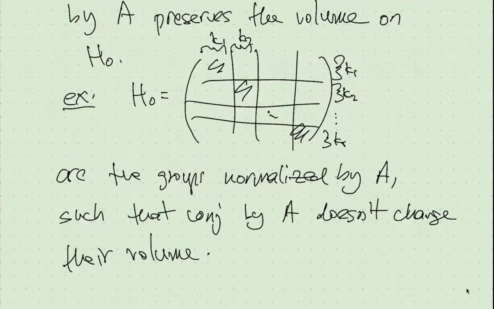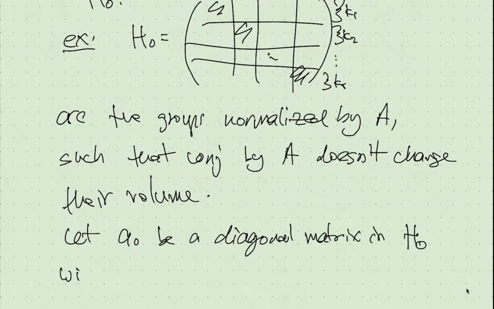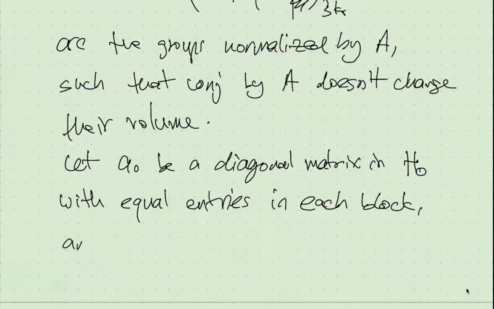So we're almost done. We have that H0 is made of blocks, but we haven't seen that the blocks are of equal size. To see that the blocks are equal size, let's let gamma 0 or A0 be a diagonal matrix in H0 with equal entries in each block and rational entries.